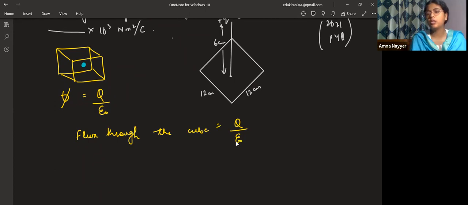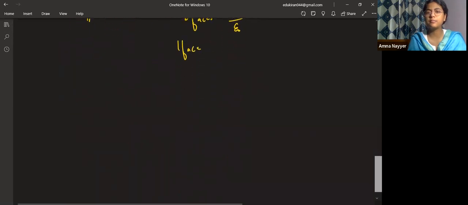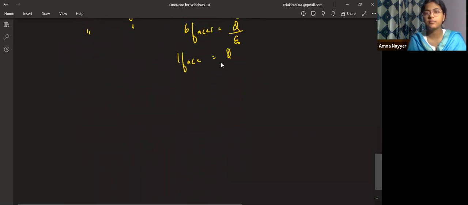What is meant by one cube? How many faces are there? 6 faces, right? So instead of this one cube, I can write it as through 6 faces. This is Q by epsilon naught. So through any single face, one face, it would be Q divided by 6 epsilon naught. Right, this is what we had to find out.